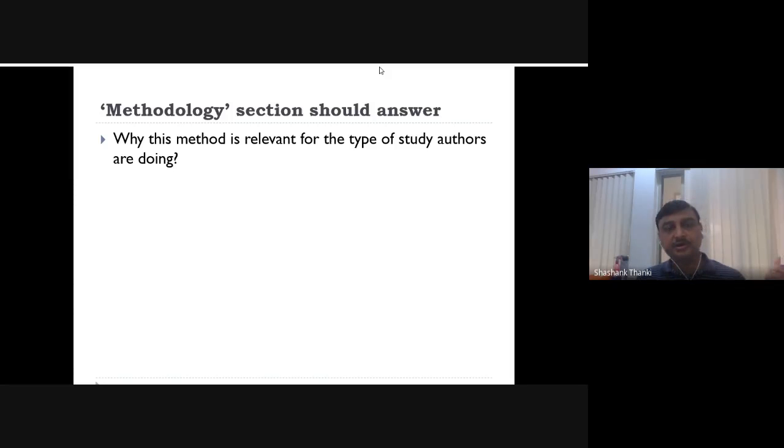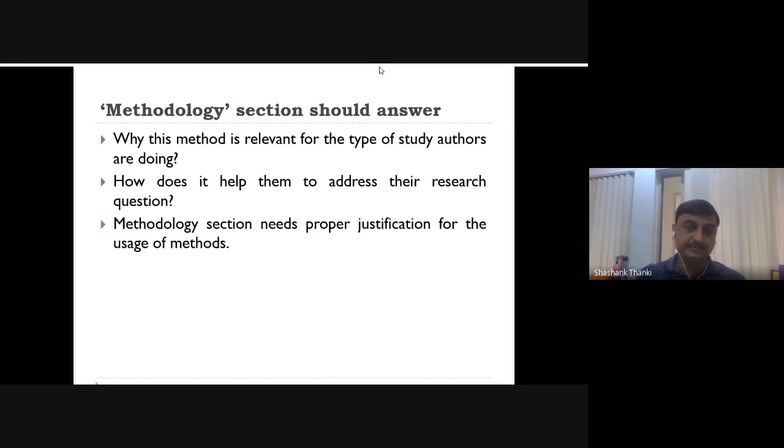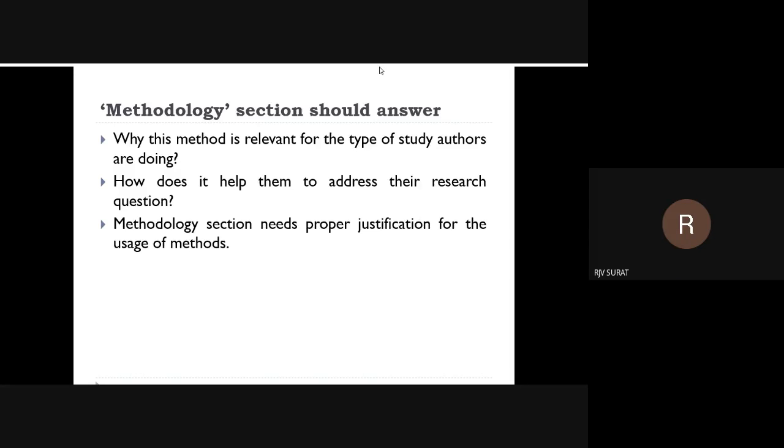Then when we talk about methodology, why this method is relevant, why this X is important, why it is more appropriate in my case than Y and Z and A and B and C. There are multiple approaches available. Why is this particular approach selected for my case? Justification is important. How does it help authors to address their research question? Proper justification for application or employment of that particular method is important.